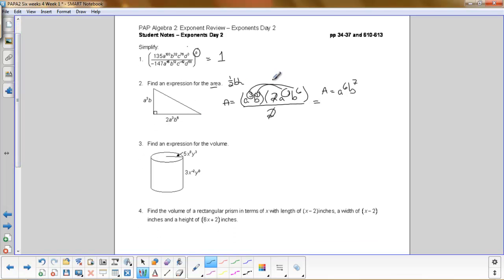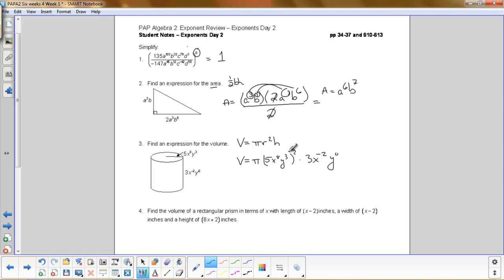The volume for this is going to be area of the base times the height. Since the base is a circle, that's going to be pi r squared times h. So we'll go ahead and fill in all of the values that we know. Pi times r squared, which is going to be 5x to the 8th y to the 3rd squared, times 3x to the negative 2 y to the 0 power.